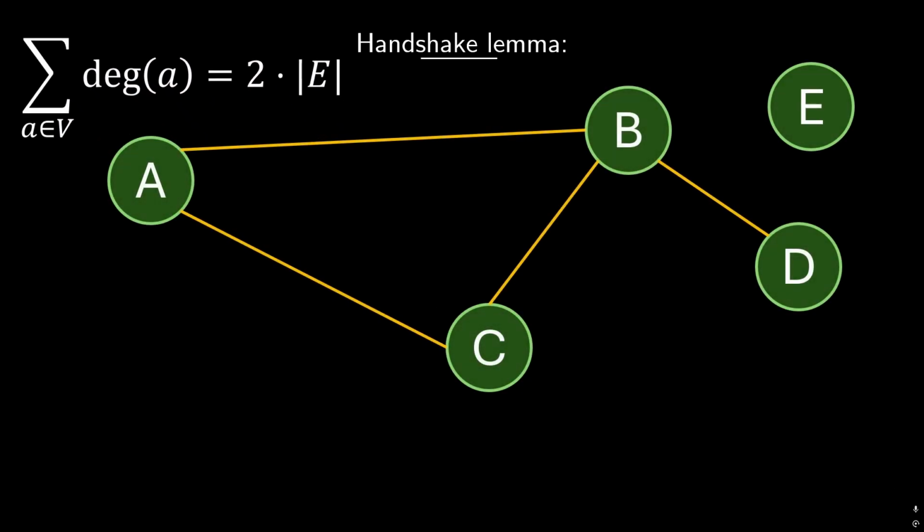Here's an example. Okay, so I have a graph here. It has A, B, C, D, E. It has 5 nodes, and it has how many edges? 1, 2, 3, and 4. 4 edges.